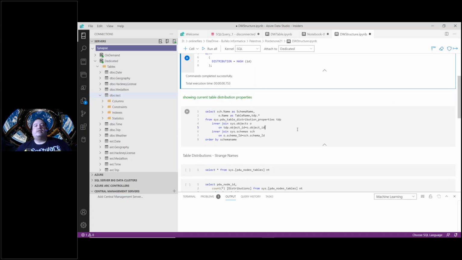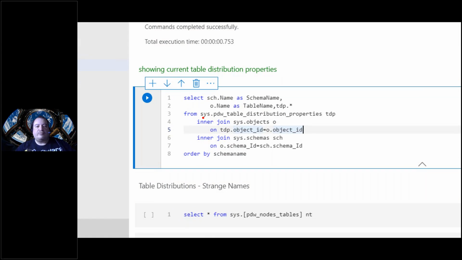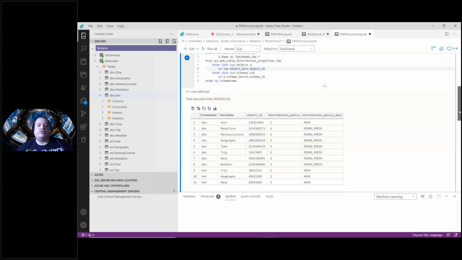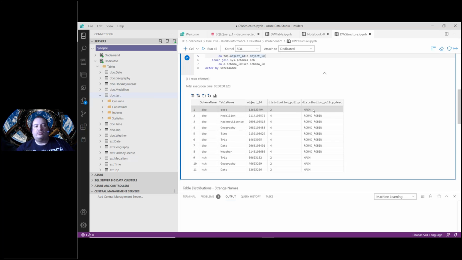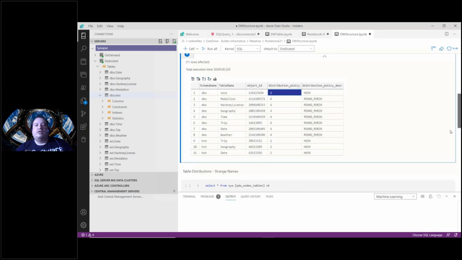Now I'll get some information about the table test. I want to get information about how the table test is using the distribution. We have here one system DMV, PDW table distribution properties. This DMV shows us how the table is distributed. So I execute this. Since I have not included any filter, it's showing me all the tables that I created on this SQL dedicated pool. Some of the tables have round robin distribution, while others have hash distribution. So it's showing me all the distributions in this environment. And I see the test table with the hash distribution that I asked for.